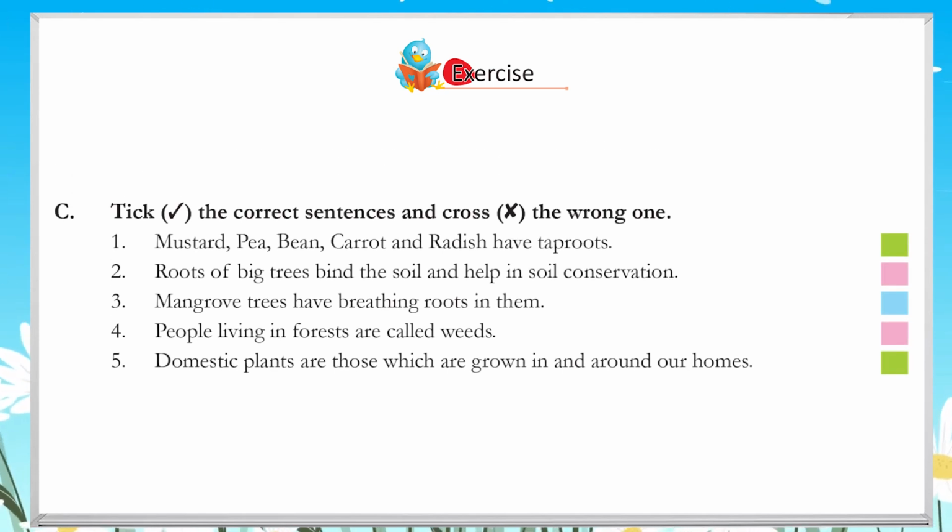C. Tick the correct sentences and cross the wrong one. 1. Mustard, pea, bean, carrot and radish have taproots. 2. Roots of big trees bind the soil and help in soil conservation. 3. Mangrove trees have breathing roots in them. 4. People living in forests are called weeds. 5. Domestic plants are those which are grown in and around our homes.